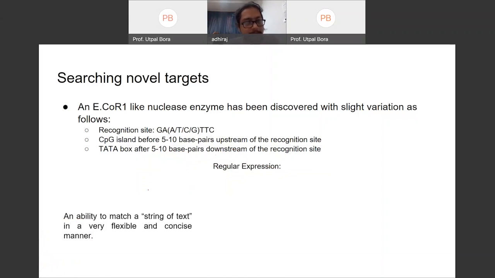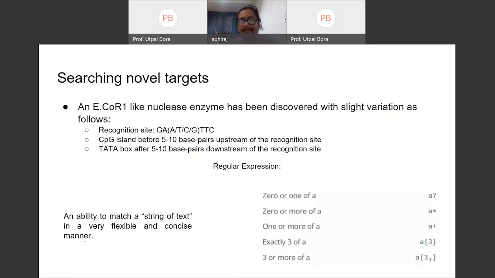So regular expression is an ability to match a string of text in a very flexible and concise manner. In this case, there are a few rules. We'll see the rules one by one, and we'll go directly to the practical without wasting much time over here. Sir, am I over time? It's okay. How much time? 15 to 20 minutes. Okay.